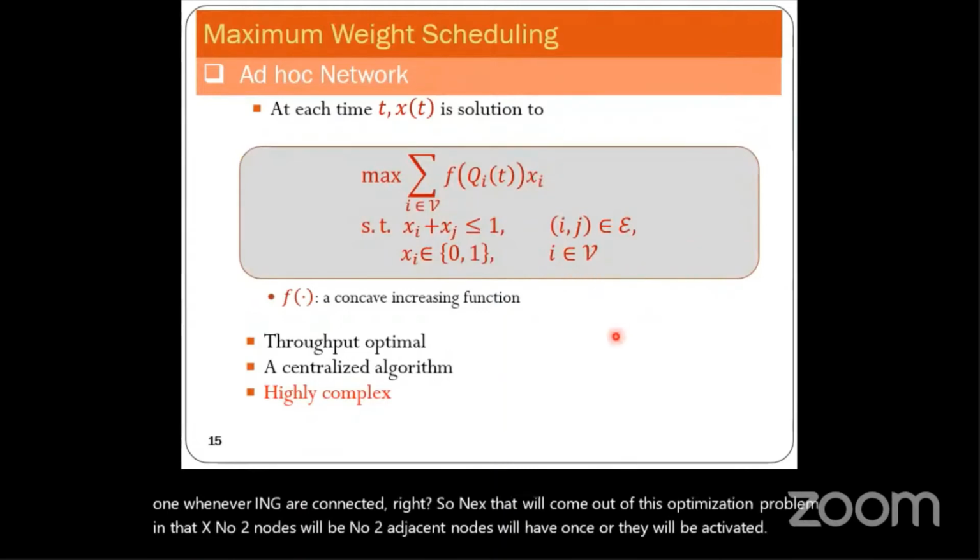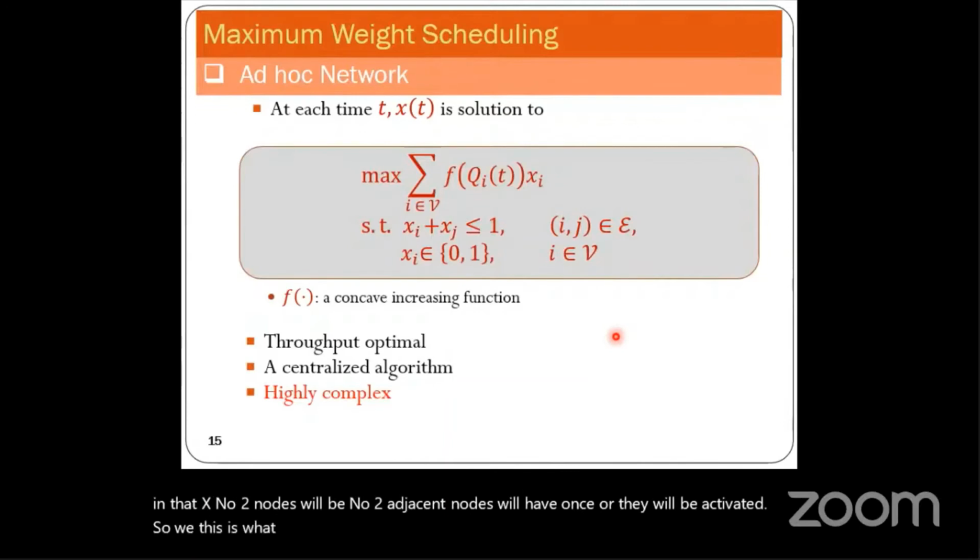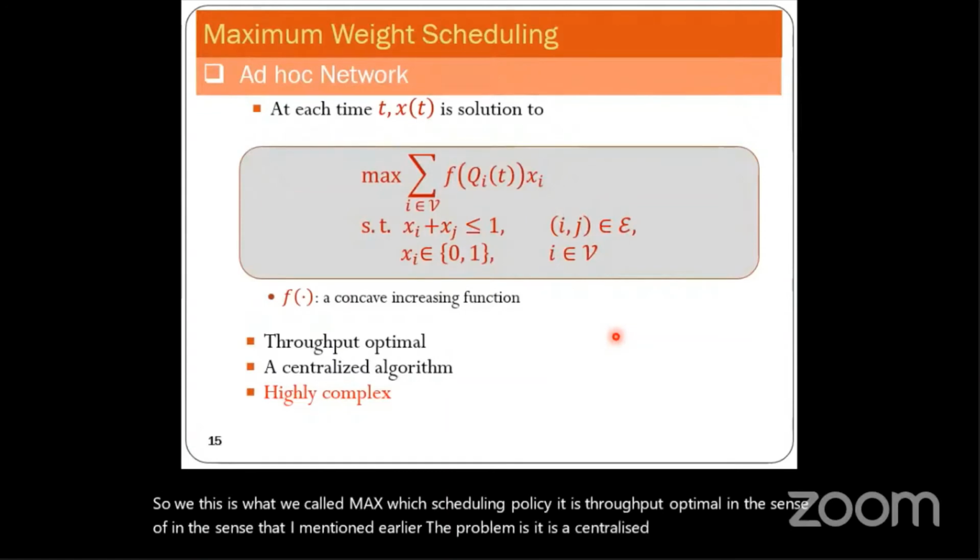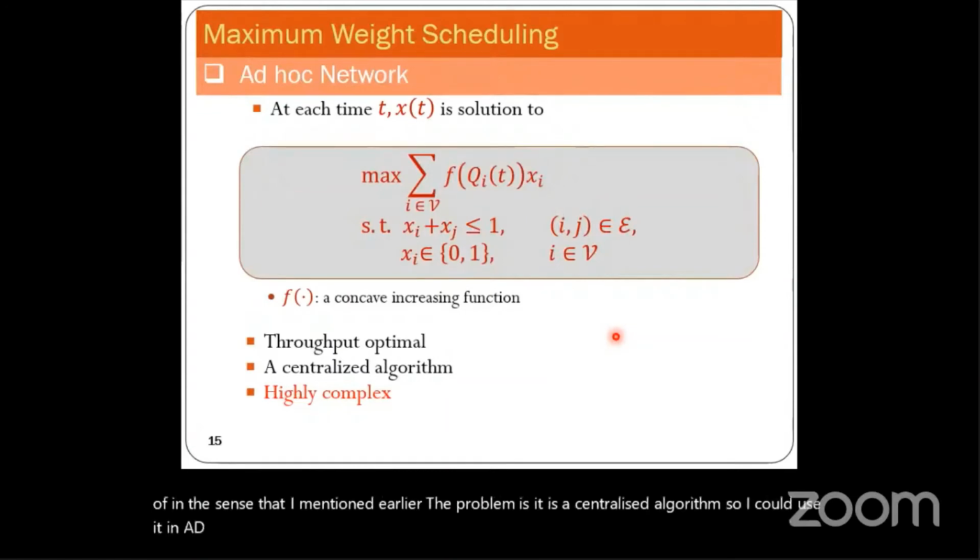So this is what we call max weight scheduling policy. It is throughput optimal in the sense that I mentioned earlier. The problem is it is a centralized algorithm. So I could use it in ad hoc setting as well as in cellular setting. By the way, this was for ad hoc setting. For cellular setting, we will see in a few minutes. So this is for ad hoc setting.